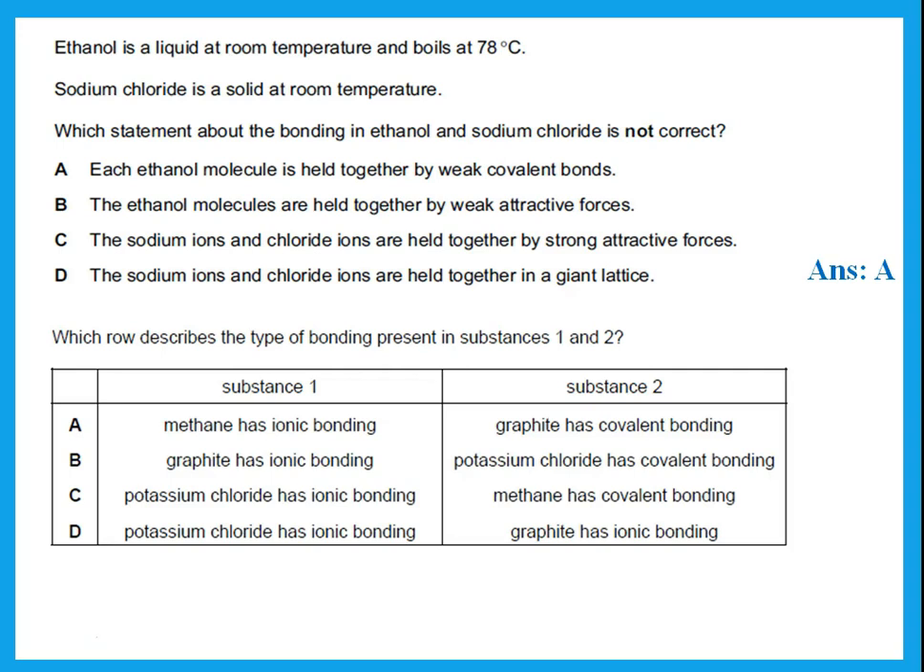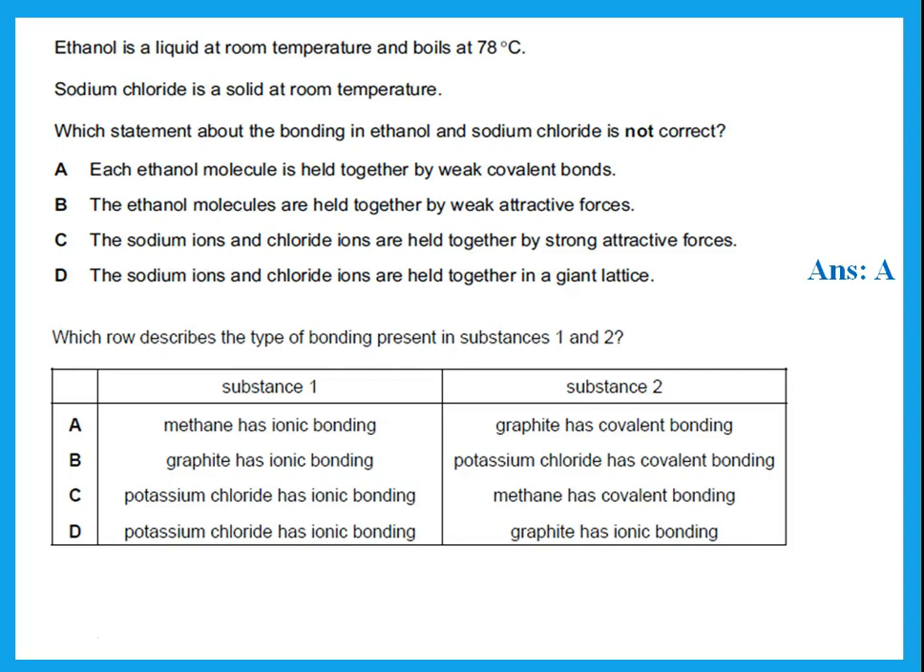Graphite has ionic bonding. I disagree. We said graphite has covalent bonds between the carbon atoms. Potassium chloride has ionic bonding. Yes, because potassium is a metal and chlorine is a non-metal. So when they form a compound, it is ionic. So both C and D are correct.